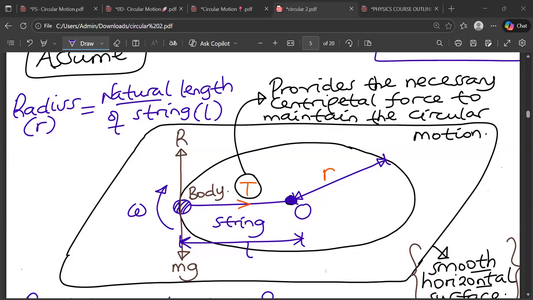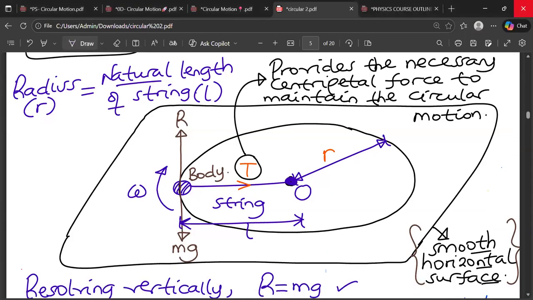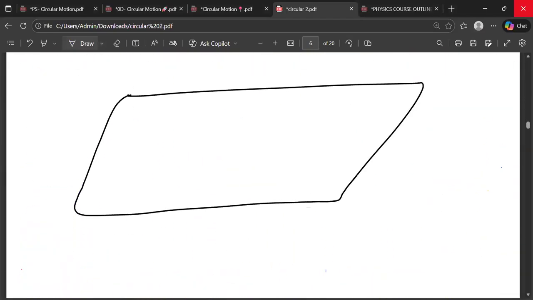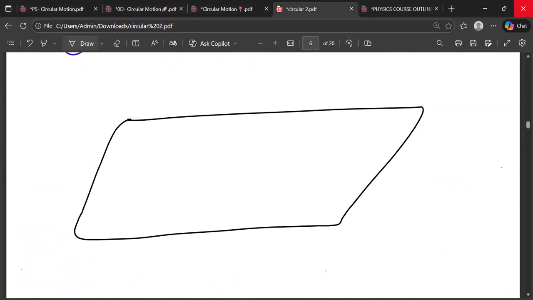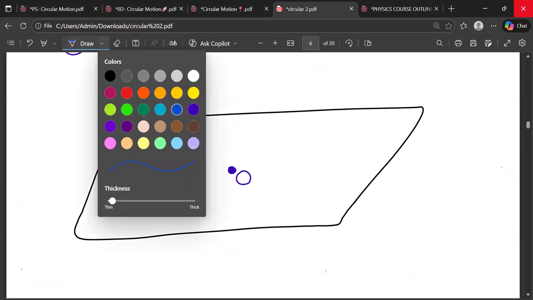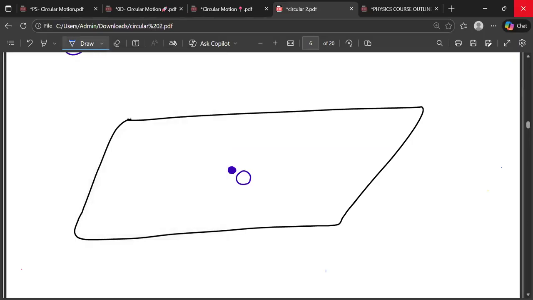So have that in mind, that the radius is the natural length of the string L. So when it's not given, don't complain. So what are they saying? They are saying that one end of the string of length is fixed to a point O. So this is the point O, fixed to a point O on a smooth horizontal table. So the horizontal table, our particle may be somewhere here.